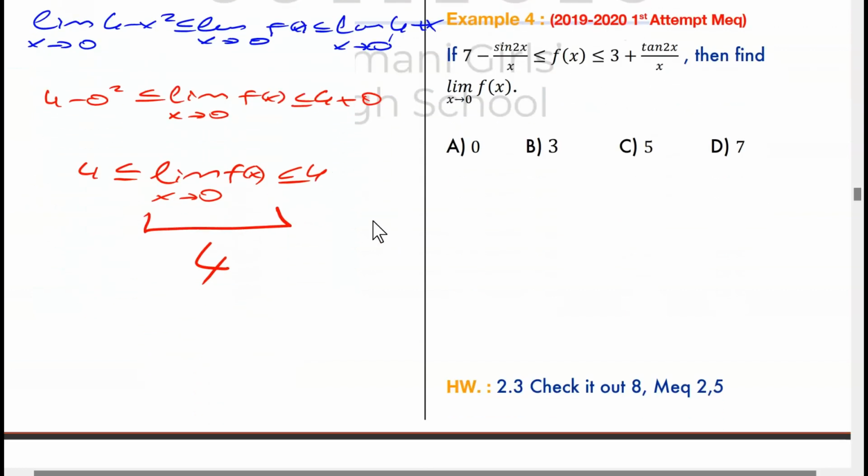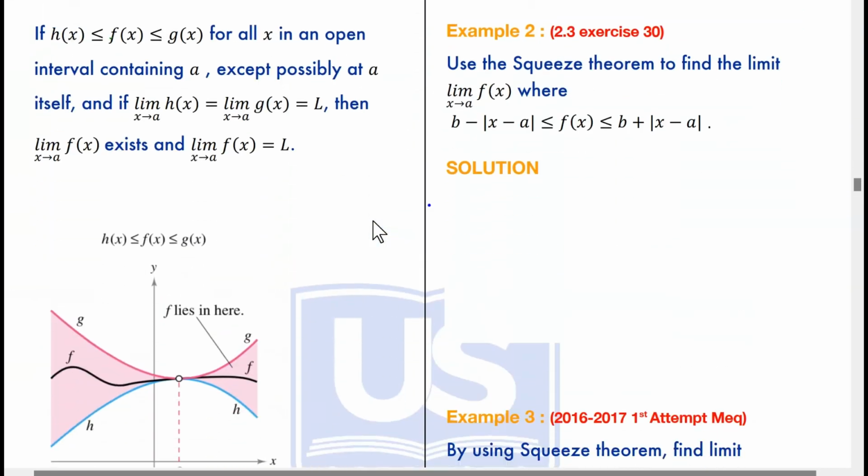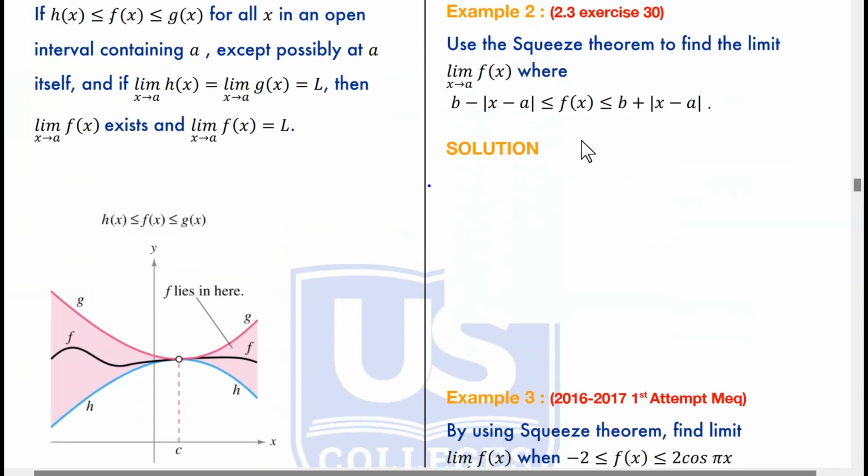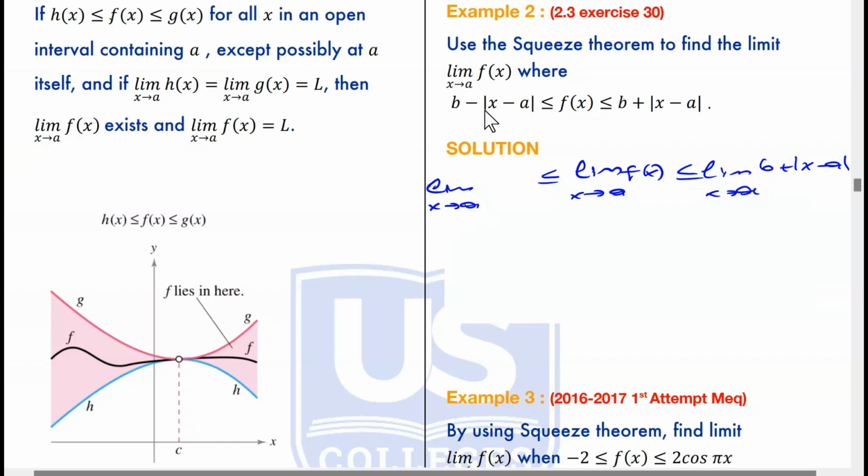All right. Second question. It's also an exercise in the book. I am looking for the limit as x approaches a of f of x. That's what I have in the middle. I have no idea about this, but I know that the limit as x approaches a of the right side, which is b plus absolute value x minus a, is the same as the limit as x approaches a of the left side, b minus absolute value x minus a.